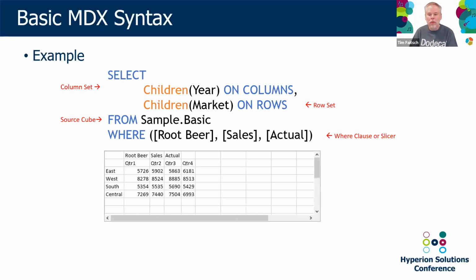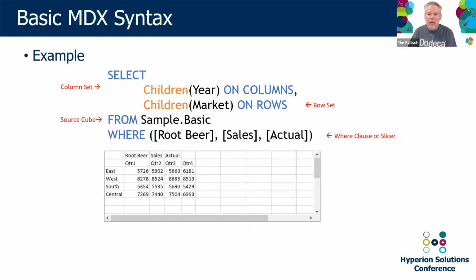And you can pull this data in the EAS. You can run an MDX. You can run it in Smart View to pull back data. In the cloud, there is a way of running this and pulling the data as well. So just to get that view. Now, Dodeca, our product, also pulls this data in. We work seamlessly with MDX. So it's another way of pulling in that data.